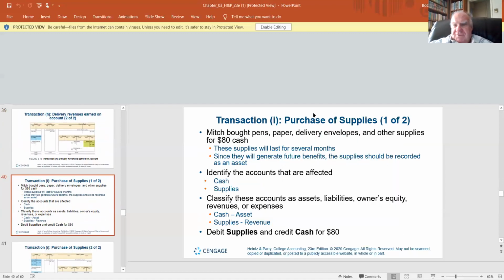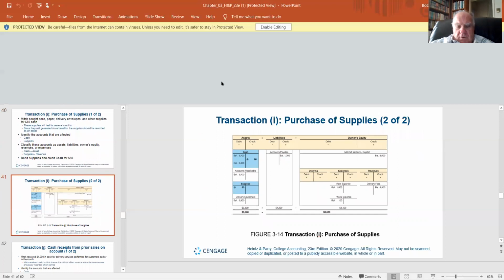We purchase supplies, and as we know in our 110 class, when you see the word supplies, it's an asset. It doesn't have the word prepaid in front of it, which irks me, but that's okay. When we see the word supplies in this class, it's an asset. When it's an expense, it will say supplies expense. So Mitch went out and bought $80 worth of papers and envelopes and things, and he did so with cash. So the expense is going to go up, debit, and the cash is going to go down, credit. Okay? I think we're pretty clear on that.